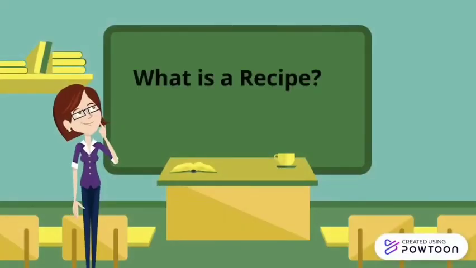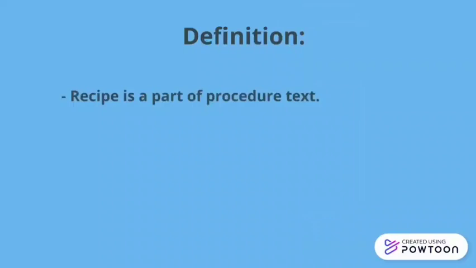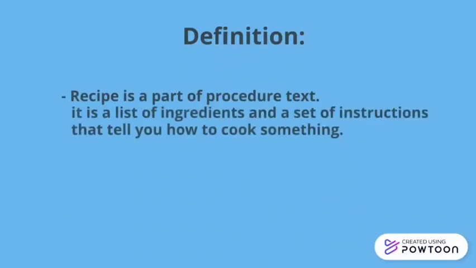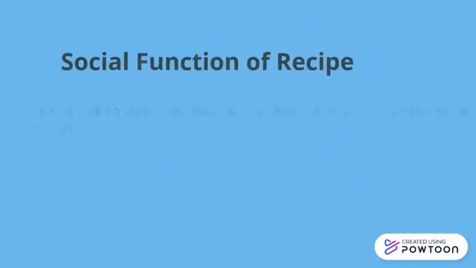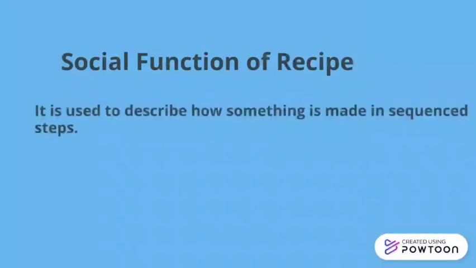What is a recipe? Definition. Recipe is a part of procedure text. It is a list of ingredients and a set of instructions that tell you how to cook something. Social function of recipe. It is used to describe how something is made in sequence steps.